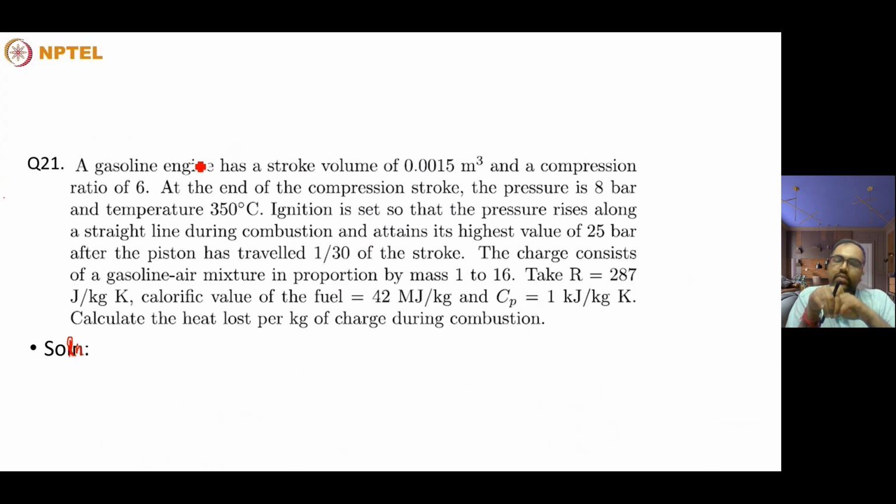It's been mentioned that the pressure at the end of the compression stroke is 8 bar and a temperature of 350. So the highest pressure will be occurring after the TDC, during the power stroke, at 1 by 30 of the stroke distance. So we have to calculate the heat loss per kg of charge during combustion. So I'll give you a couple of minutes to just read through this problem, and meanwhile I'll also try to solve it.